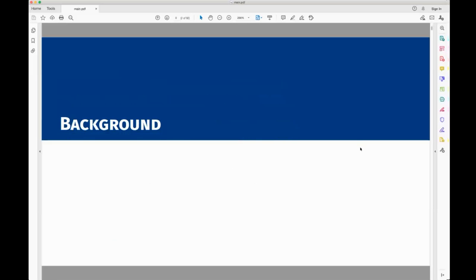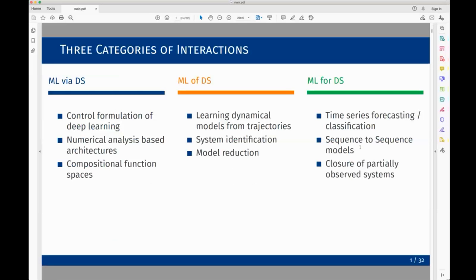Let me start with the background. As I said, when we use recurrent neural networks to learn temporal relationships, it involves learning problems and dynamic systems. If we stand at a higher level, it involves the interaction between machine learning and dynamic systems. In this sense, we can put their interactions into three categories.